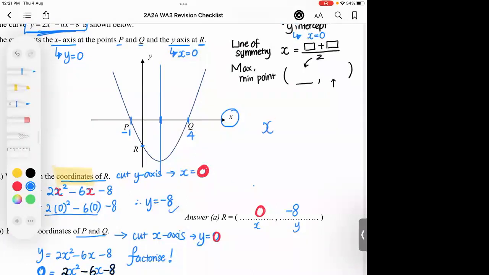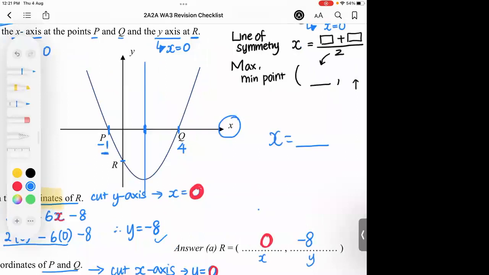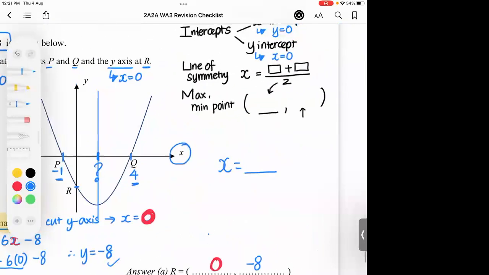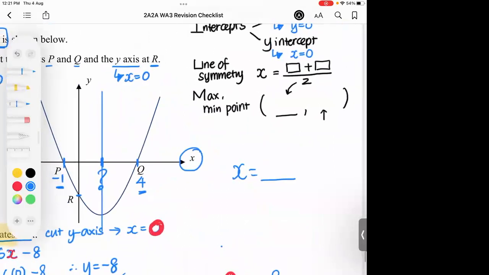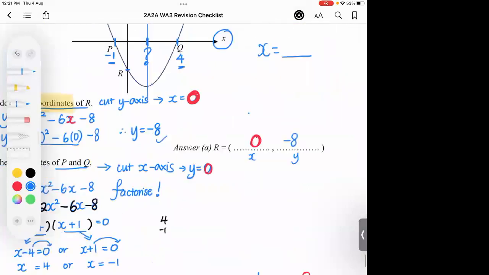Must be x equals to a number. Question now comes in. This number here is -1. That number there is 4. How to find the number in the middle? One is -1, the other one is 4. What do we need to do? Plus them together and divide. Thank you. We add them together and then divide by 2.